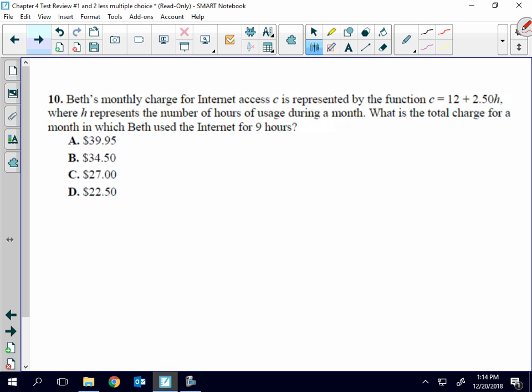All right, Beth's monthly charge for internet access C is represented by the function C equals 12 plus 250H, where H represents the number of hours of usage during the month. What is the total cost? So what is C for a month in which Beth used the internet for 9 hours, 9H? So we're just going to write this formula down. 12 plus 250H. And we're looking for C when H is 9.